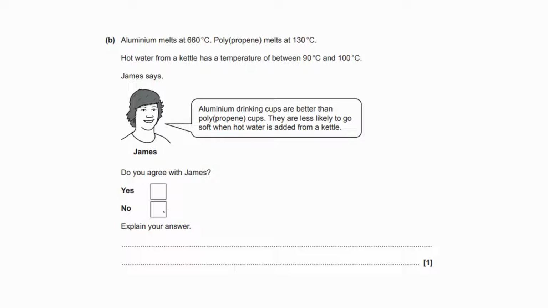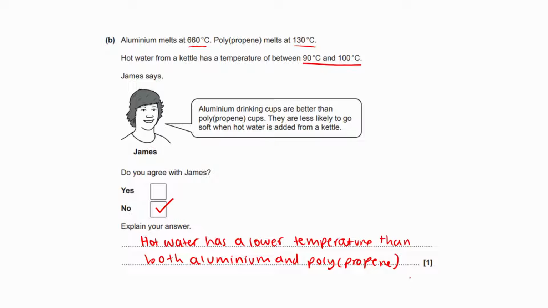So we don't agree with James because if you think about the question, it says hot water has this temperature, 90 to 100. Both aluminium and polypropylene have melting points that are way above this temperature. So if water is in either of those, it won't melt. So it's not that one is better than the other. You can just say hot water is at a lower temperature than both aluminium and polypropylene.